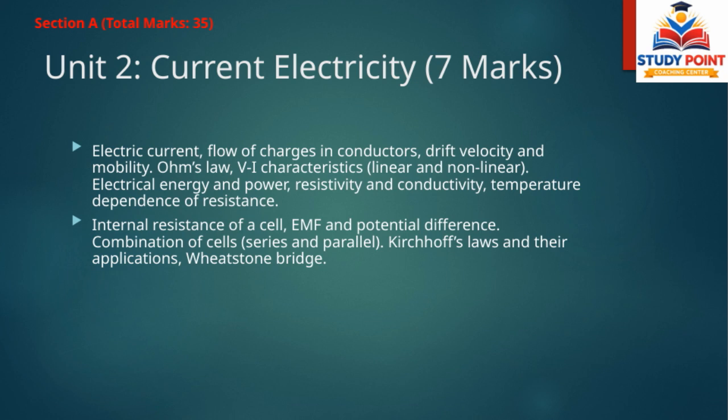EMF, or electromotive force, is the maximum potential difference a cell can provide, while potential difference is what's actually across the terminals during operation. We then explore how multiple cells can be combined in series or parallel, impacting the overall voltage and current.